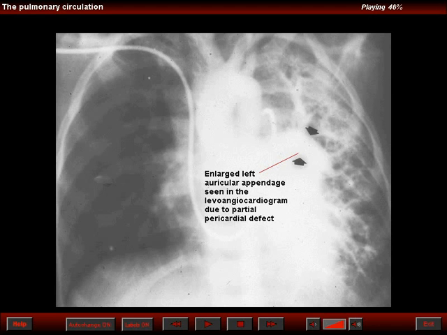When one fluoroscopes these individuals, one may see active pulsation along the left heart border, and a proximity of the heart to the lung, because actually we're seeing a cardiac structure projecting beyond the pericardium and banging against the medial aspect of the left lung.